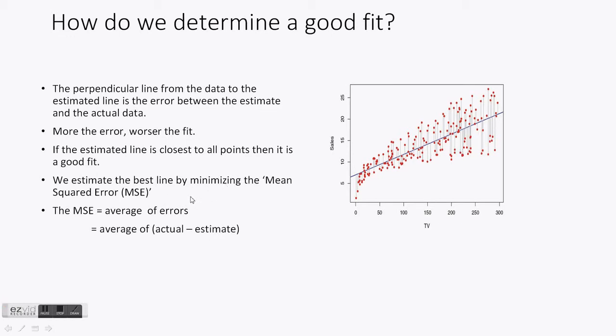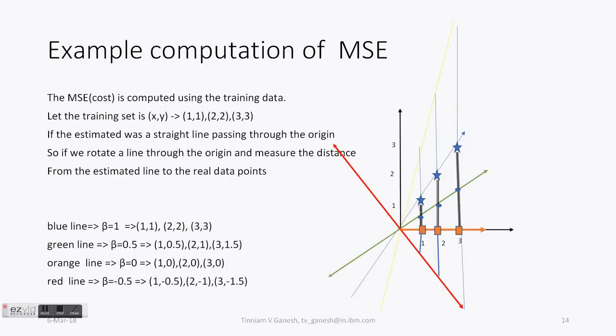And if we are able to ensure that this mean square error is the lowest, then that would be a good fit. We can be confident that our estimated line is a good fit. Okay, so let us take another toy example.